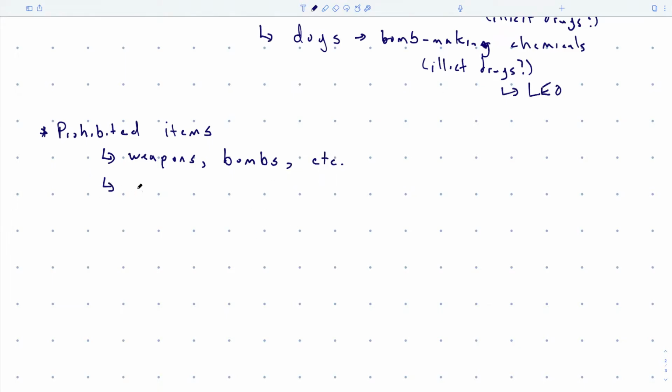Okay, so let me list drugs here. Drugs, cash, maybe fake identities, that kind of stuff. In this case, it's not their job to find this stuff, but if they find it, they'll report it. So it's not TSA's job, but they'll report it.